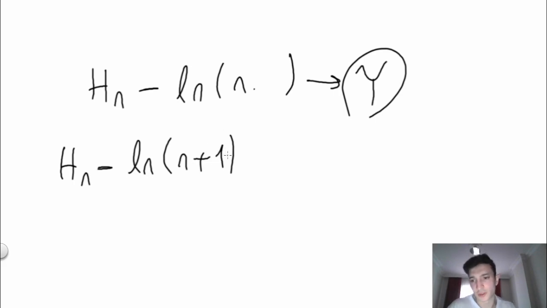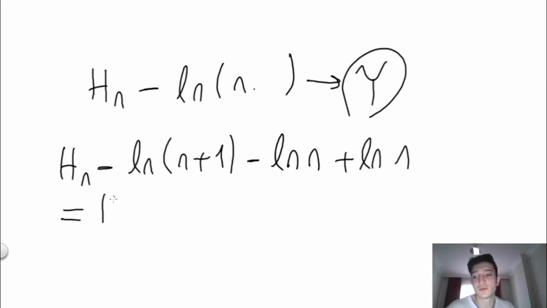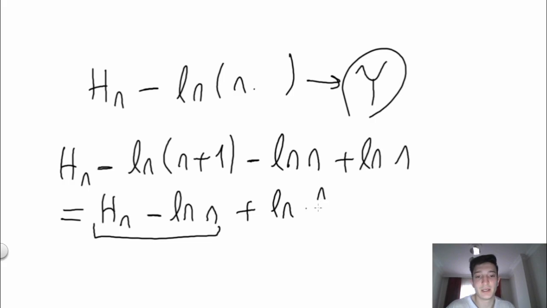I will just show the logic. I want to show that this is convergent to H_n minus ln n. So I'm going to put minus ln n and plus ln n. So it's just the same thing. This is equal to H_n. I want to keep this minus ln n part, because this is what I want, and I'm just going to combine the rest. So this is just going to be plus ln of n over n plus 1.